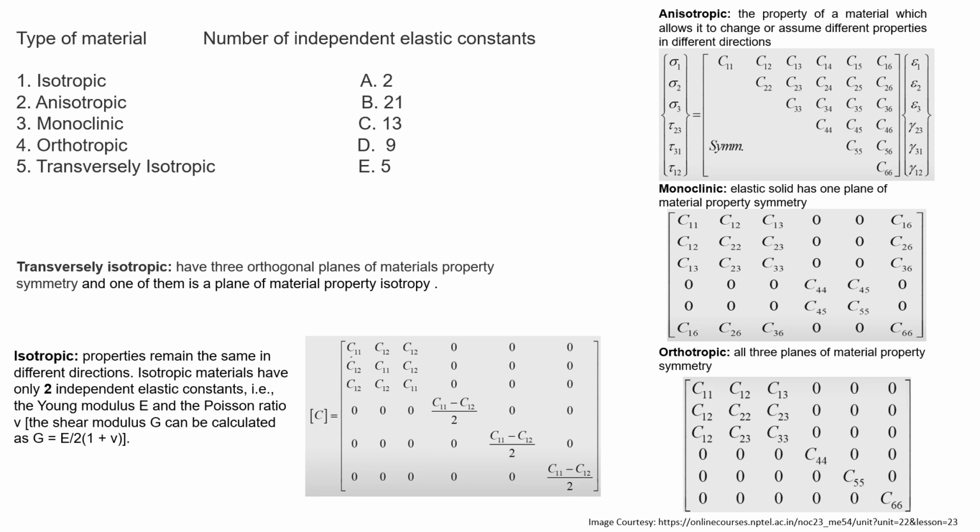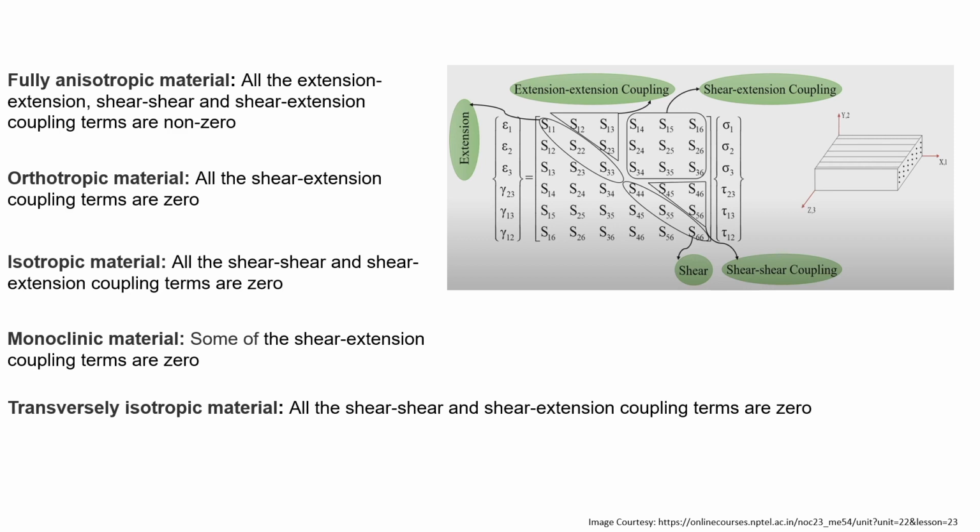So according to these definitions and the independent elastic constants available, we know that initially there are 81. After shear symmetry, it becomes 36. After that, when we consider symmetric, that becomes 21, which is for an anisotropic material. Then for monoclinic material, it becomes 13. For orthotropic, it is 9. Transversely isotropic, it is 5. And for isotropic, it is 2, which is the bulk modulus and the Poisson ratio, or Young's modulus and Poisson ratio.